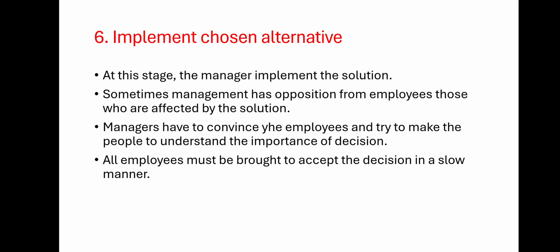The next step: after evaluating the alternatives and choosing the best alternative, implement the chosen alternative. At this stage, the manager implements the solution. Sometimes the management faces opposition from employees who are affected by the decision. Managers have to convince the employees and try to make people understand the importance of the decisions. All employees must be brought to accept the decision in a slow manner.